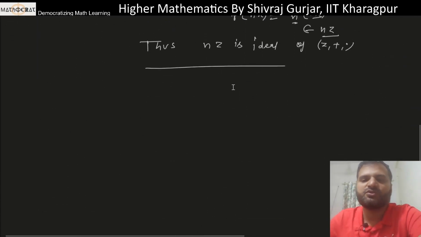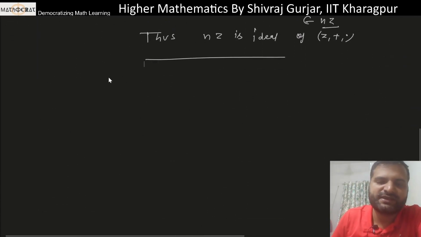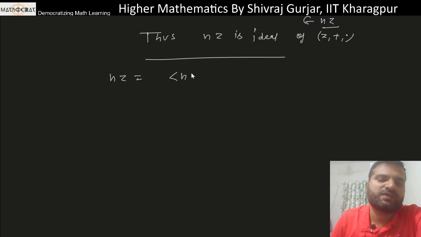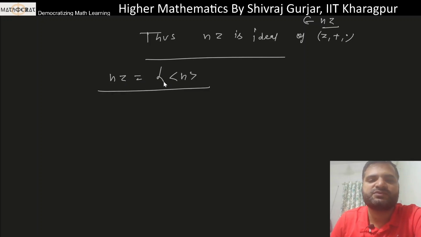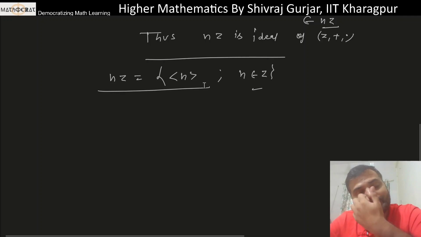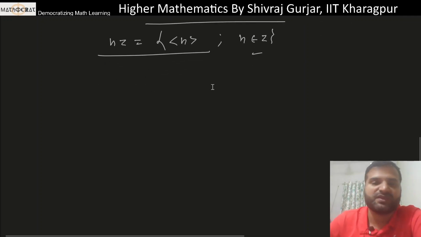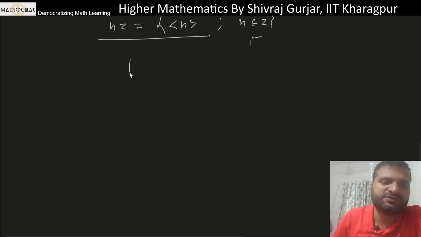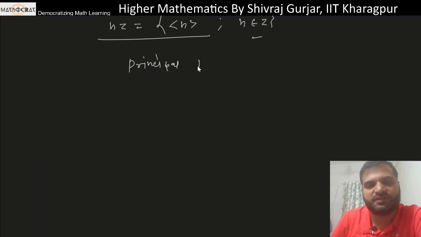Okay, now look, the nZ here, we can write it this way also, as (n), where n is a fixed integer. This concept is known as a principal ideal. It is a very easy concept, principal ideal. What is a principal ideal?